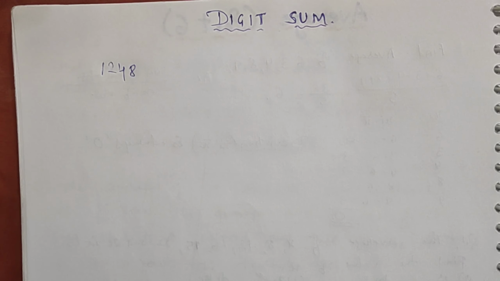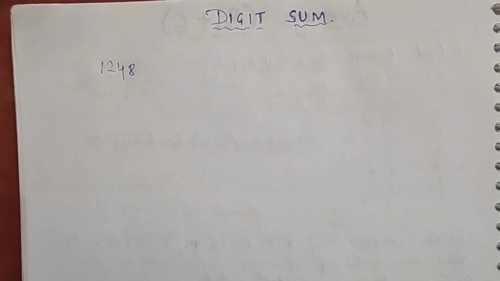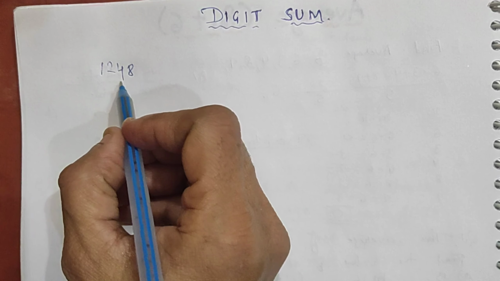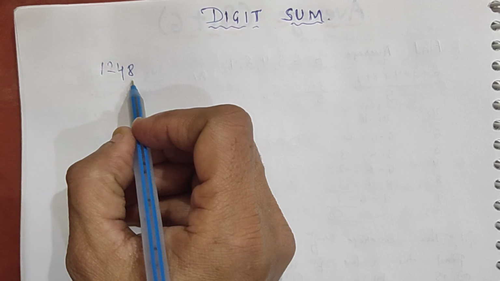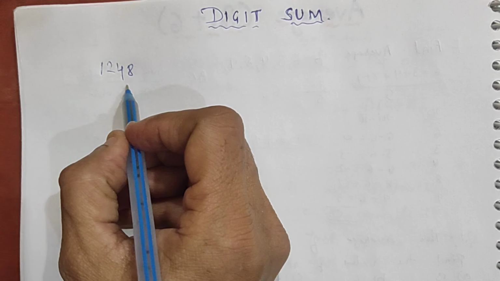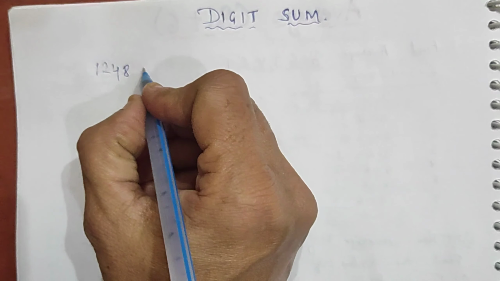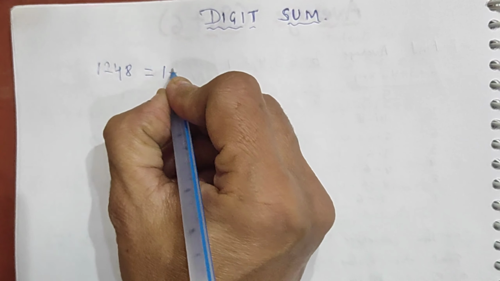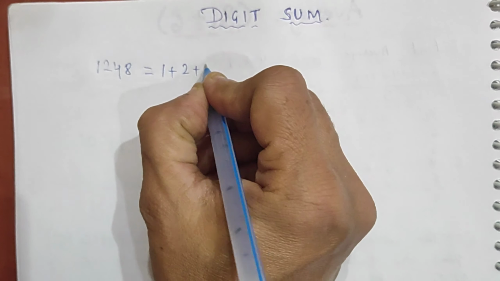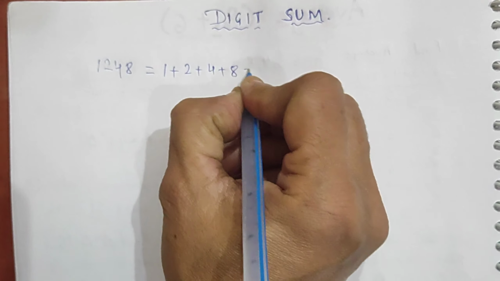Today we are going to learn to solve the complicated questions using digit sum. Now you will ask, what is this digit sum? Yes, suppose I have written this number 1248. Digit sum of this number means to add all these digits. Suppose I am adding 1 plus 2 plus 4 plus 8. What will it be?